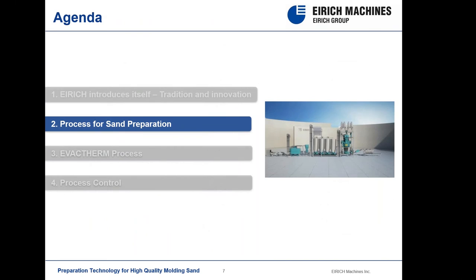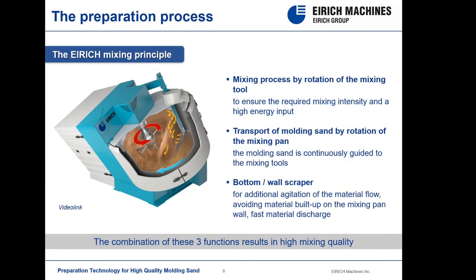Now, let's start talking a little bit about sand preparation for the foundry industry. In order to be all on the same page, we're going to talk about the preparation process, the Eirich mixing principle. The mixing process is made by three components inside our mixer. One of them is a rotating tool that helps to ensure the required mixing intensity and high energy input. That's the tool that is going to do most of the mixing of the sand.